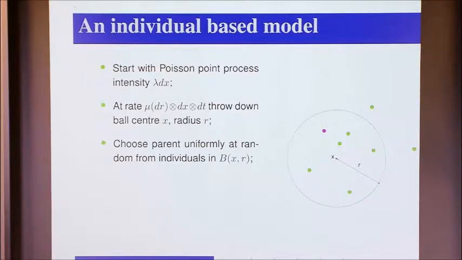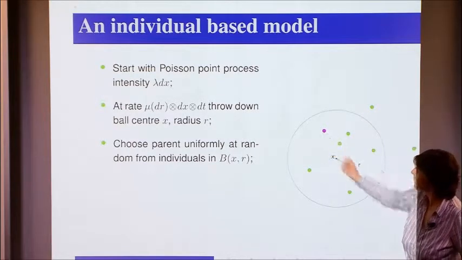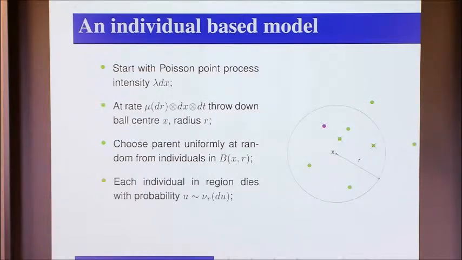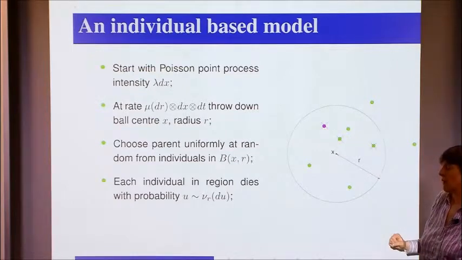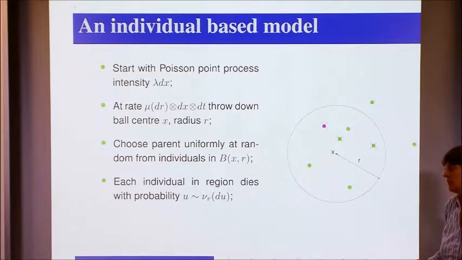So if I had a more modern computer, I'd also have a pointer. First of all, I choose a parent uniformly at random from the individuals that were in the ball. So I've colored that parent magenta. Notice that your chance of being picked as parent is inversely proportional to the local population density, right? So your chance of being a parent in the event is reduced if you're living in a crowded region.